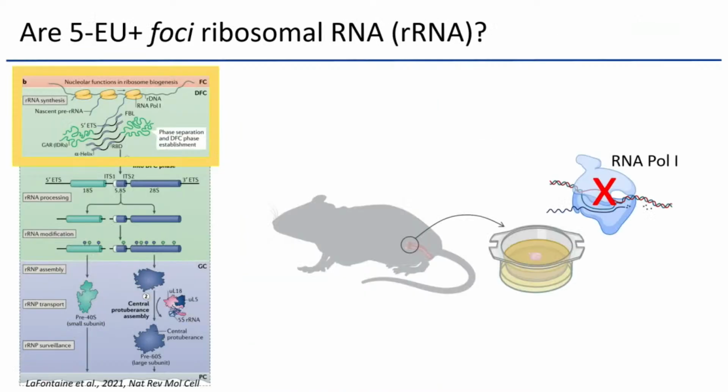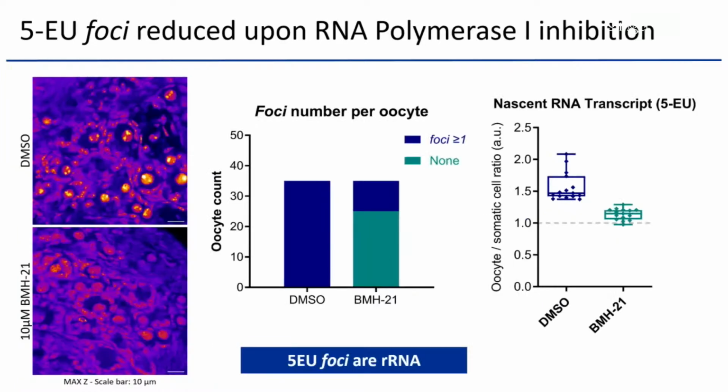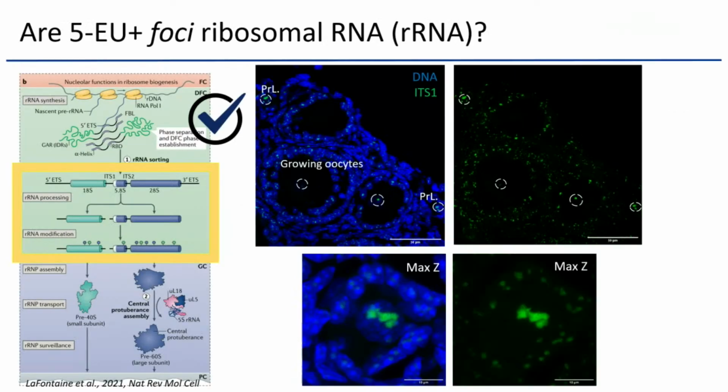First of all, I blocked RNA Pol I, which is a ribosomal RNA-specific polymerase, and I see that indeed the 5EU foci here, the DMSO-treated compared to the drug-treated one, are depleted. Here we see the majority of them actually have no 5EU foci. And more interesting for me is that the difference that we saw before from the oocyte-somatic cell ratio comes mostly from the ribosomal RNA synthesis.